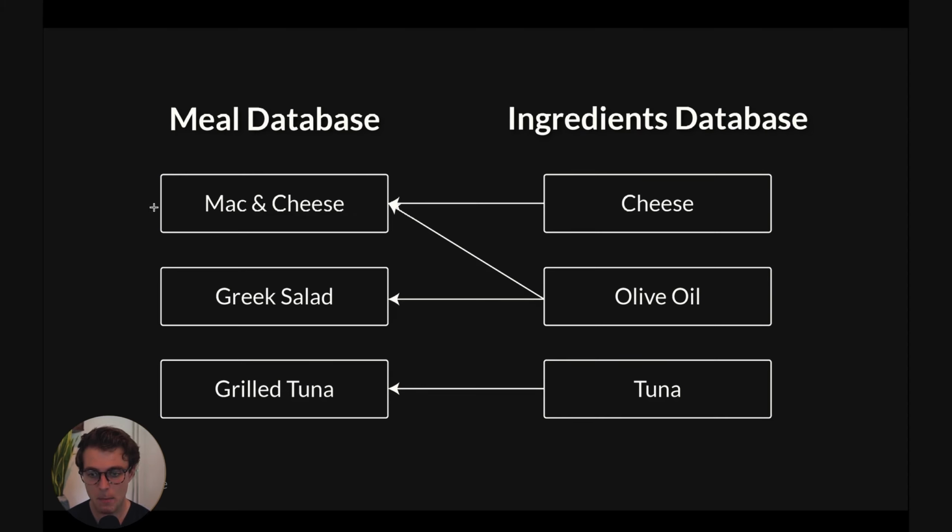So I could say this mac and cheese meal that I have in this database is actually related to olive oil and to cheese, because both cheese and olive oil go into this mac and cheese. Or, for example, the Greek salad entry, that's an entry in the meals database, is also related to olive oil. So we can have one entry in one database related to multiple other entries. And like that, we can take information from these different places and relate them to each other.